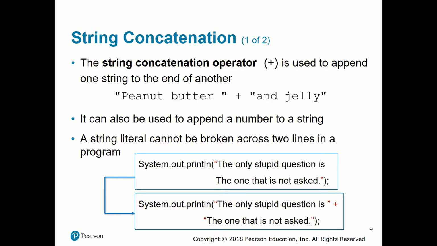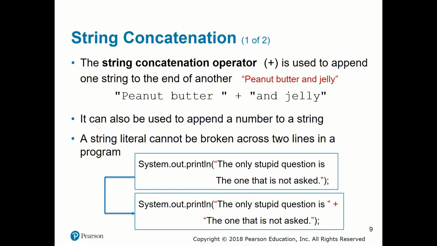We can append 2 strings using the plus sign. The string concatenation operator plus is used to append one string to the end of another. Here, peanut butter is a string, plus another string, and jelly. Then it becomes one string like this. The plus sign can also be used to append a number to a string. We will see this example shortly. String concatenation is very useful when printing out long strings, because a string literal cannot be broken across 2 lines in a program.